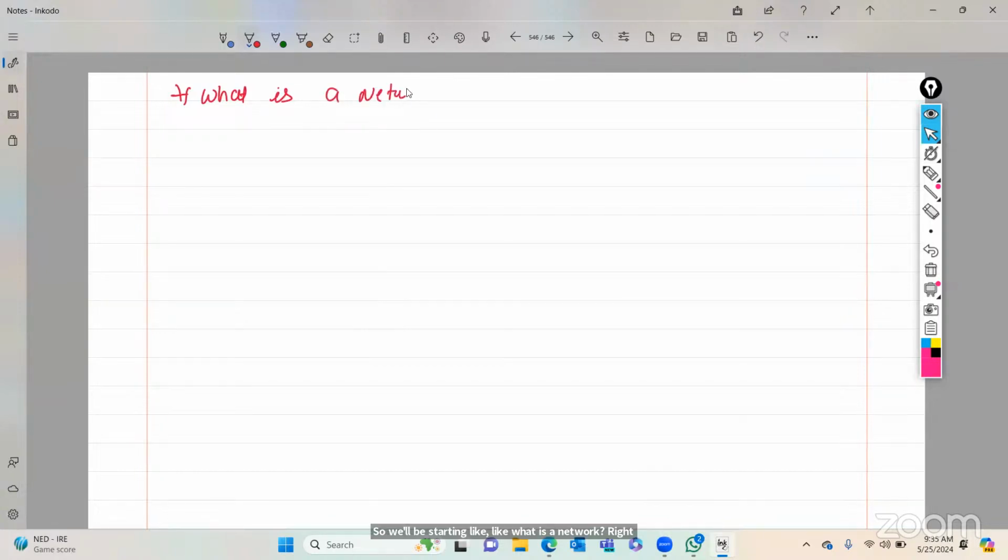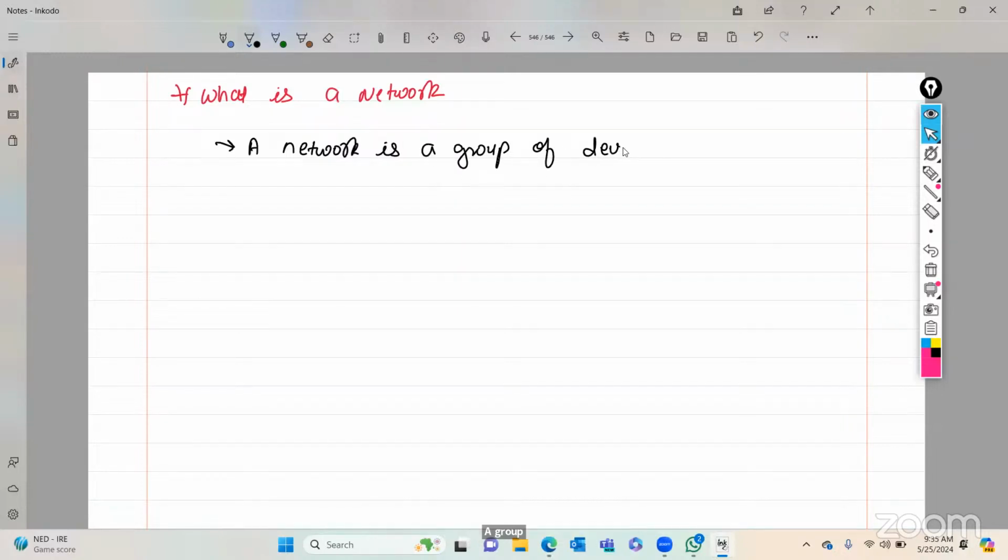So what is a network, right? A network is a group of interconnected devices using some sort of media. The basic definition: a network is a group of devices connected with each other using some sort of media. I'll be taking your questions, guys, don't worry.